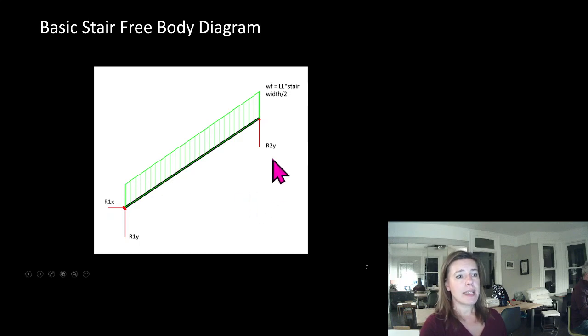So just a basic free body diagram of the stair here. Normally we're looking at the stringer, and I'm going to break down the stair elements in a minute, but this is 2D, so obviously there's another stringer in the background. I'm looking at one stringer here. How you choose to do your reactions on a stair, whether it's pinned roller or pinned, can have a very large impact on the loads.